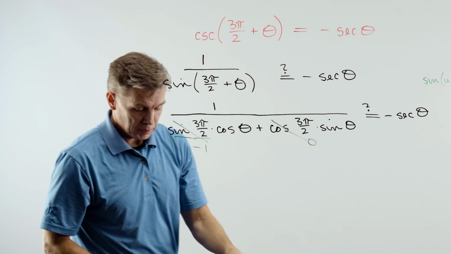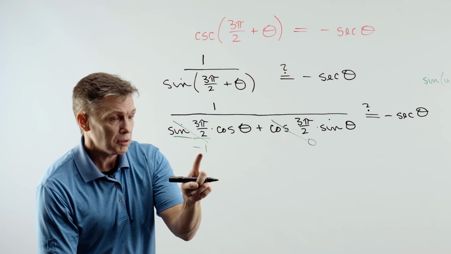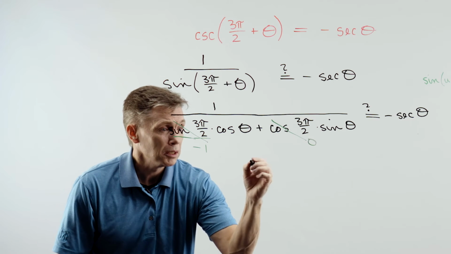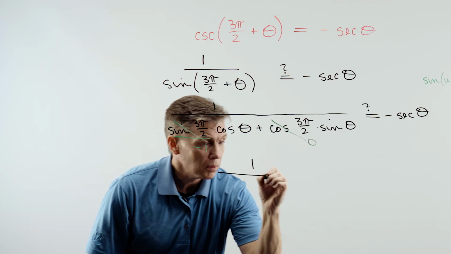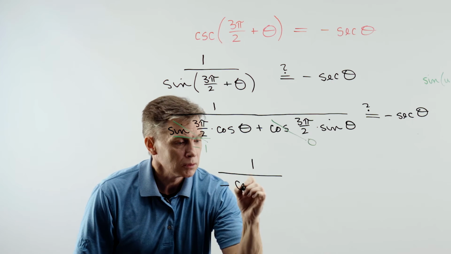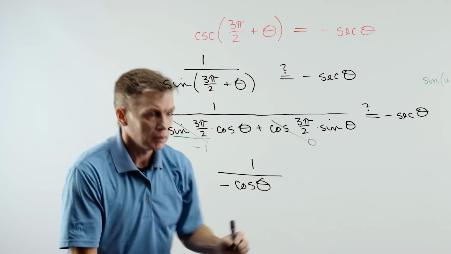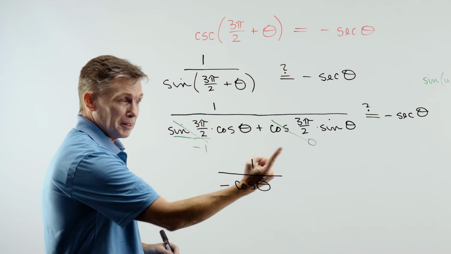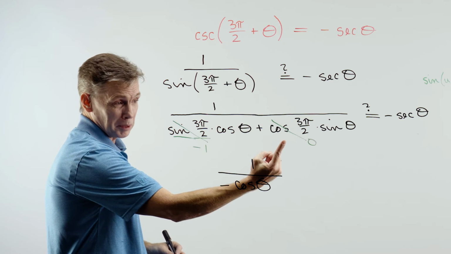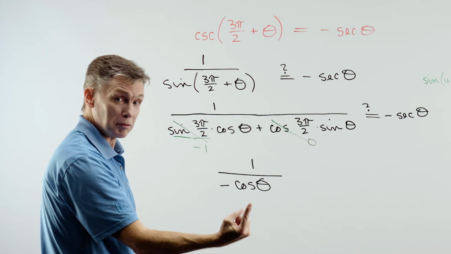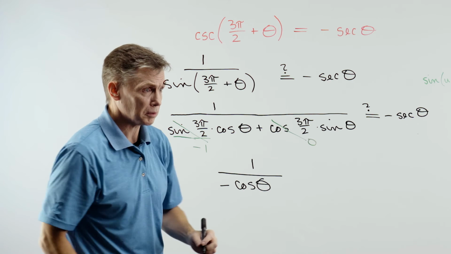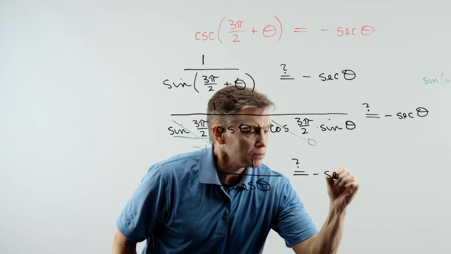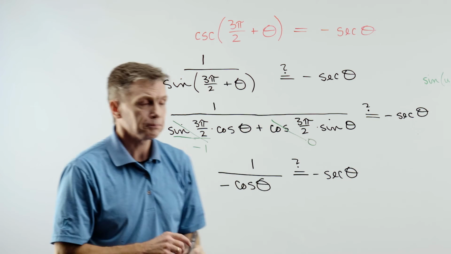So let's go down a step here and just clean up a little bit, where I do have this minus I can now use, and even better than that, this 0 that I can now use. So I've got 1 over minus cosine of theta from the first term in the denominator. But then that 0 blanks out the second term in the denominator, so that's it for my fraction. 1 over negative cosine of theta. Does that equal negative secant of theta?